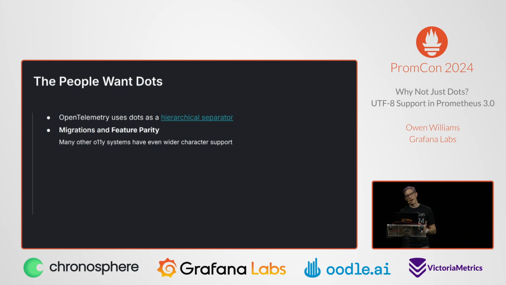And then this created problems with feature parity, first of all, so just familiarity. People come over to Prometheus if they're familiar with something else, and they might say, well, what do you mean I can't even use a dot? And then migrations. If you're trying to move from one system to another, having your metric names not be compatible is a big sticking point, and what do you do about that? And so thus began the groundswell of people wanting dots.